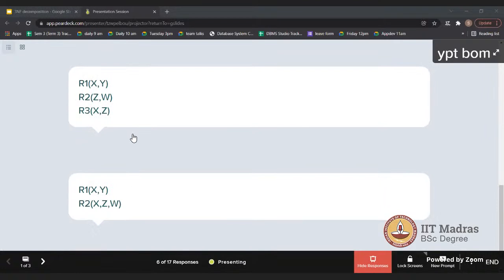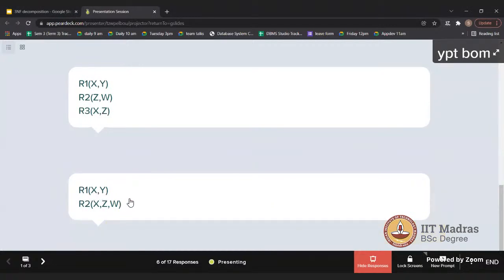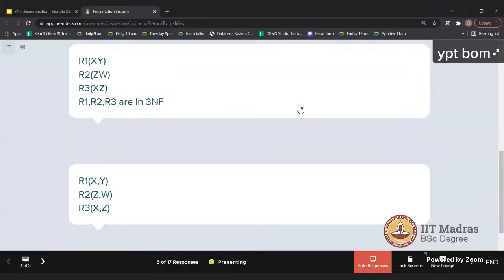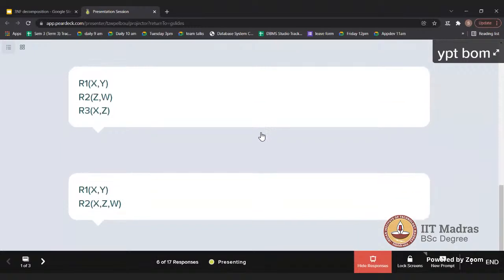Okay. So those who have written R1 as XY and R2 as XZW, can you explain? It is in 2NF. We gave that answer. Okay, no issue. Subhendu, you can explain why that particular solution is wrong. See, what is the candidate key? X and Z. Yeah, so XZ is the candidate key, and X determines Y, so there is a partial dependency. So it is not in 3NF, in the R2 table.